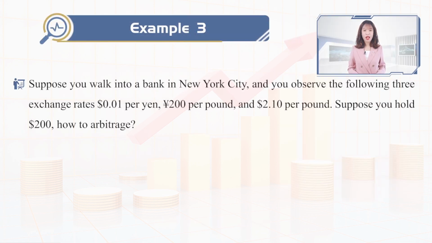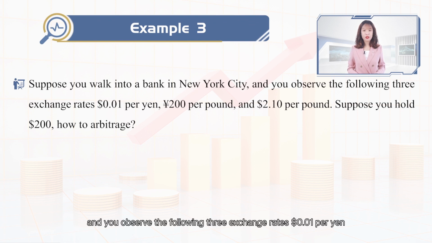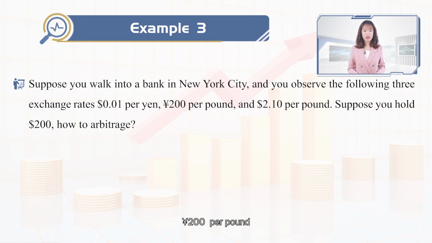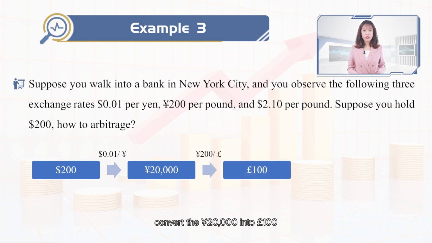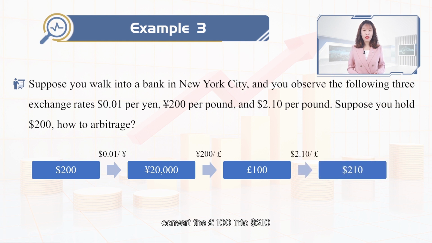Let's see another example. Suppose you walk into a bank in New York City and you observe the following three exchange rates: $0.01 per yen, 200 yen per pound, and $2.1 per pound. Suppose you hold $200. How to do arbitrage? At the dollar to yen window, convert $200 into 20,000 yen, and then at the yen to pound window, convert 20,000 yen into 100 pounds. Finally, at the dollar to pound window, convert 100 pounds into $210. So you can get $10 profit from this arbitrage activity, neglecting the costs.